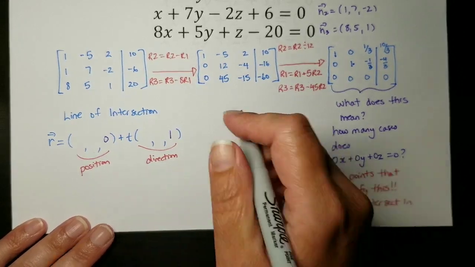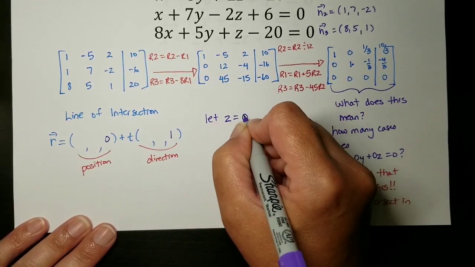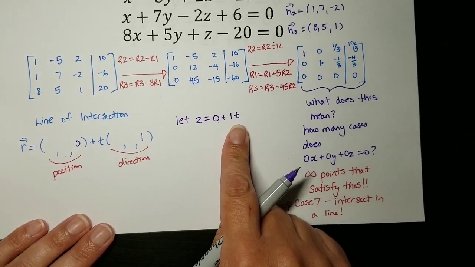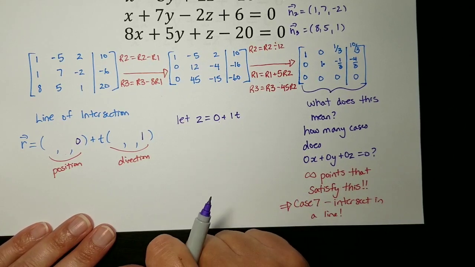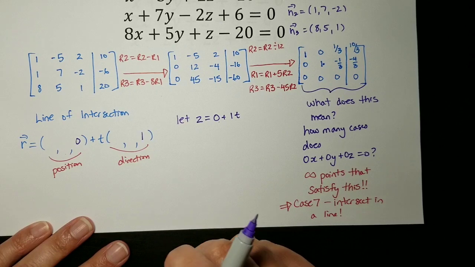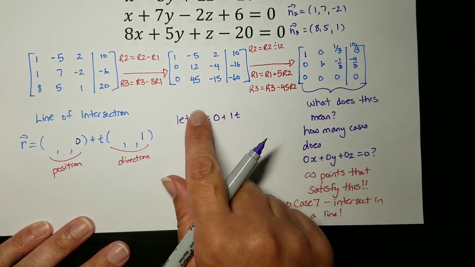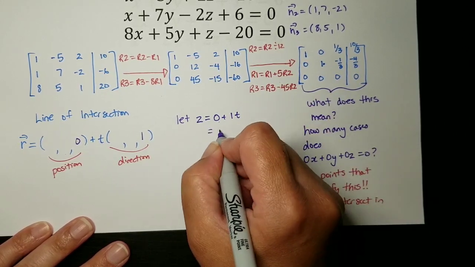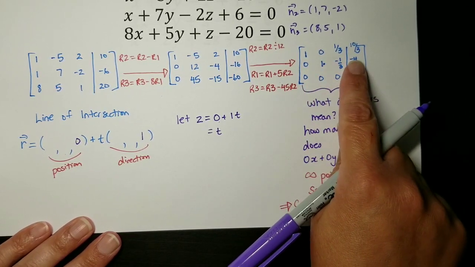So here, I'm just going to say let z equals 0 plus 1t. It's pretty arbitrary. You don't have to do that, but it ends up working out pretty nicely and cleanly compared to the other things. So here, we know we have something where z is 0 plus 1t, or z just equals t. Okay. Now, we want to figure out what x and y are here.